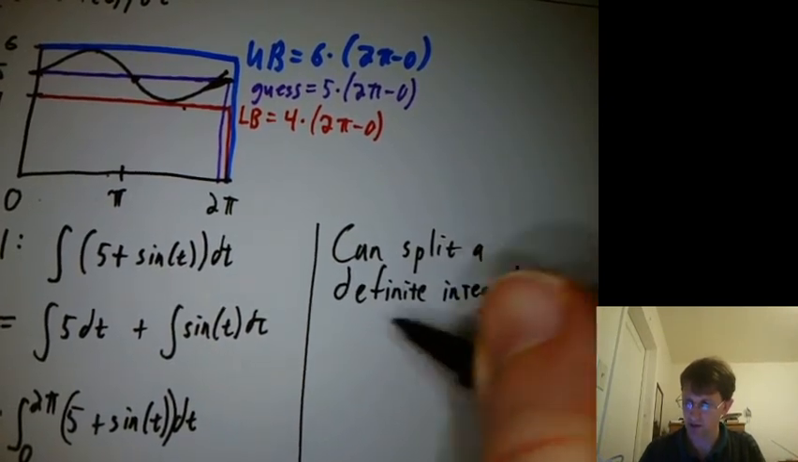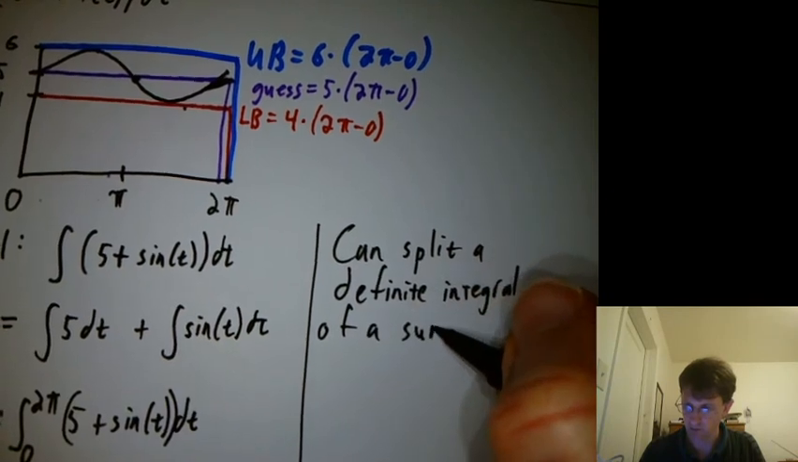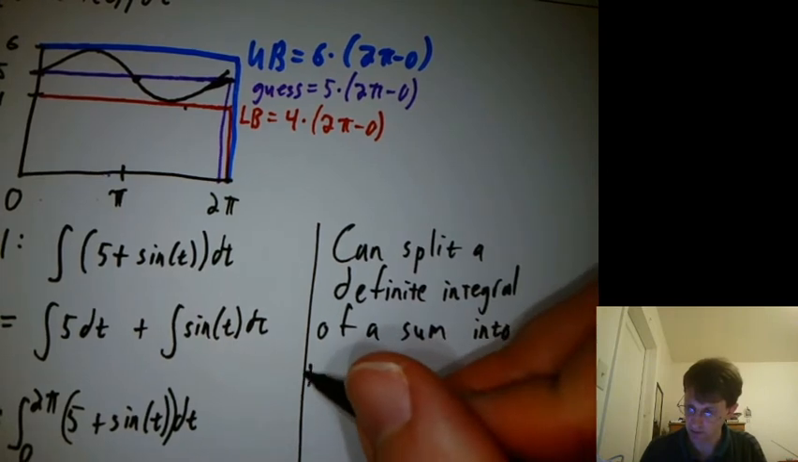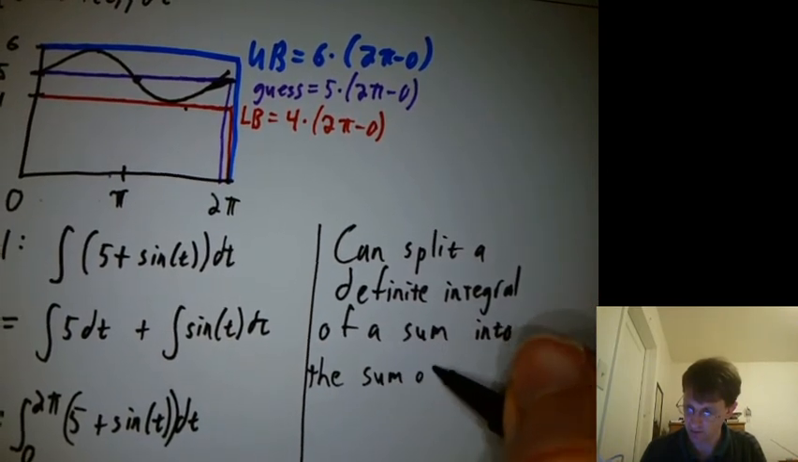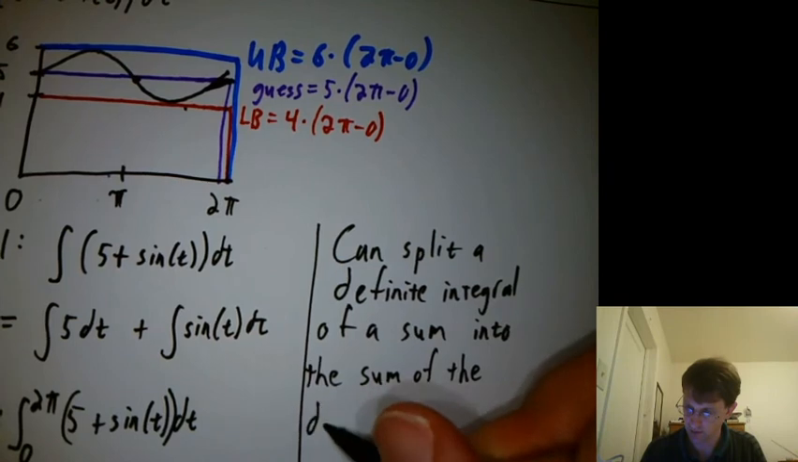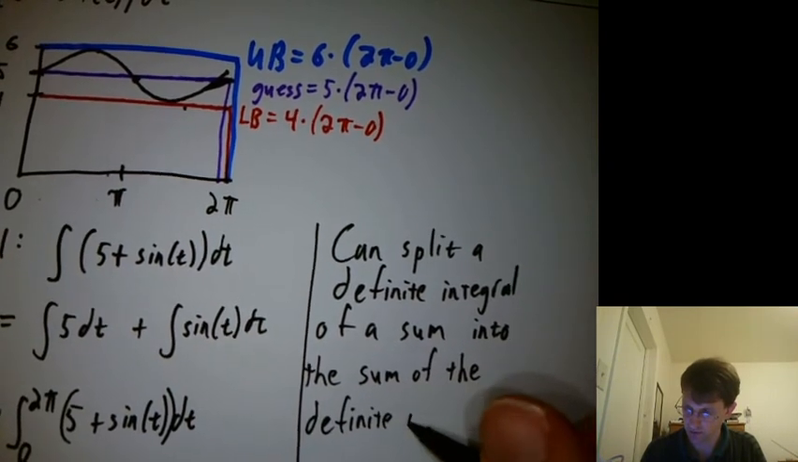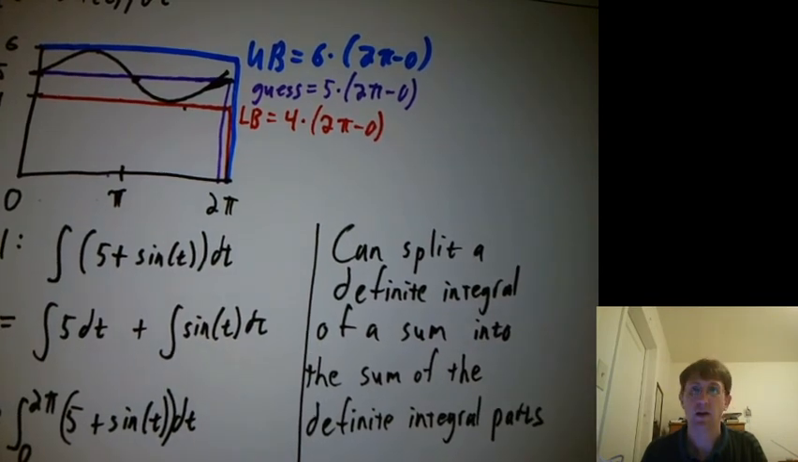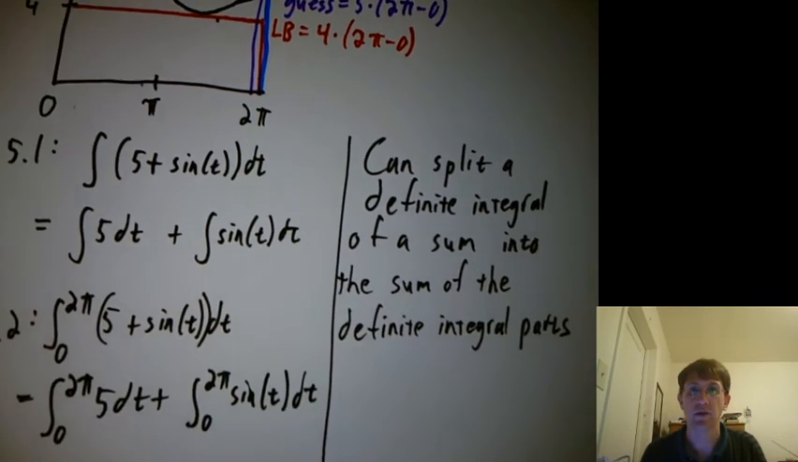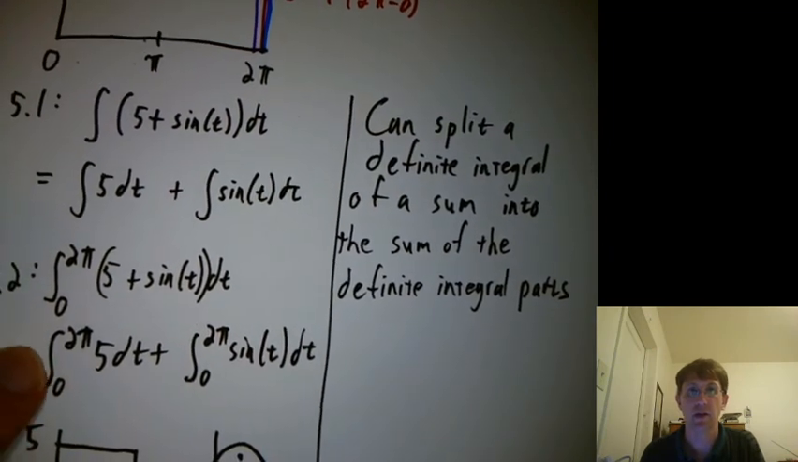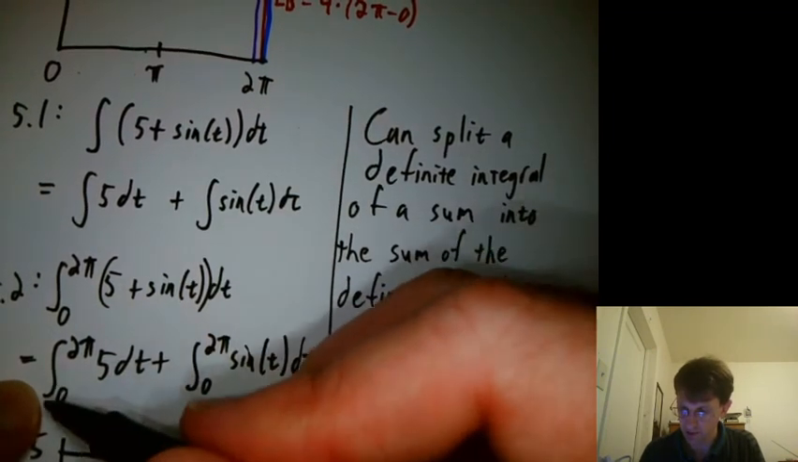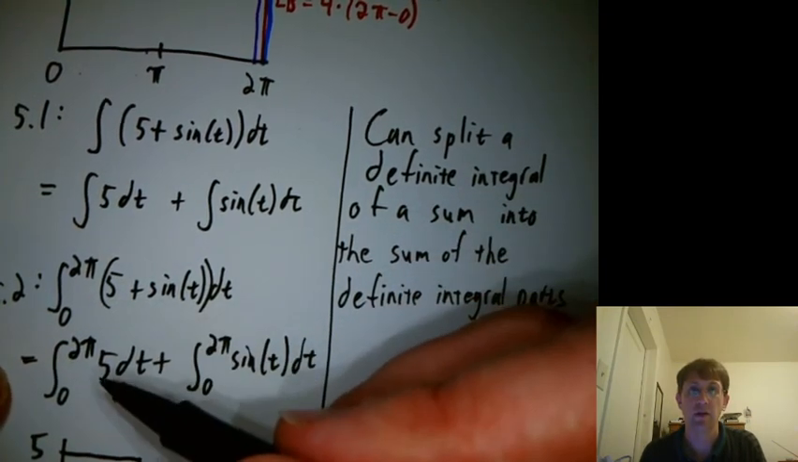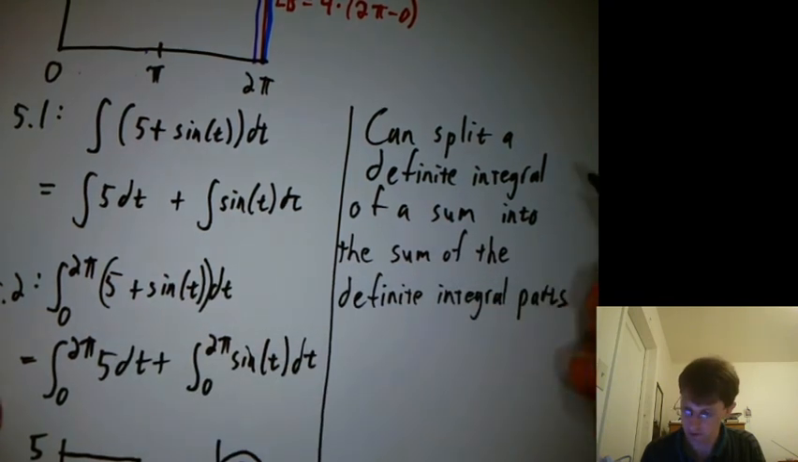So you can split a definite integral of a sum into the sum of the definite integral parts. And where do those definite integral parts start and stop? Because definite integrals have to start and stop somewhere. They both start and stop at the same place as the definite integral that we started with, rather than going like a to c and c to b.